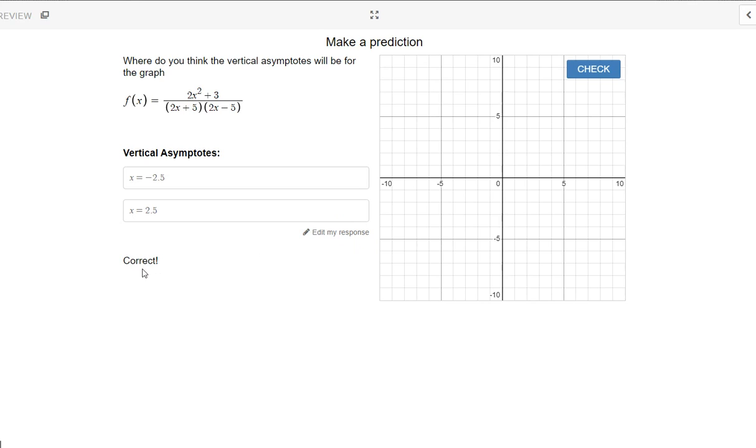When you hit submit, it'll tell you if you're right. Try to do it without hitting the check button at first, though. See if you can get practice at doing it on your own, but use that check button to see if you did get it right and everything matches up.